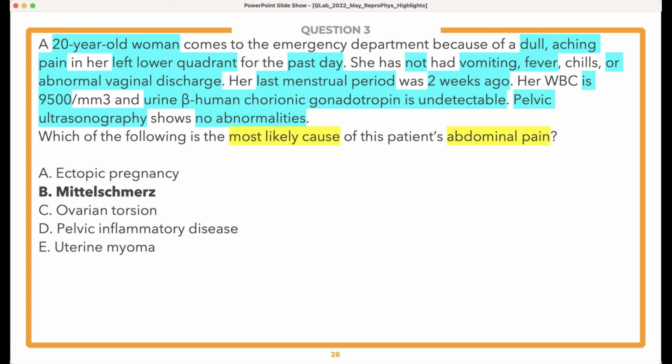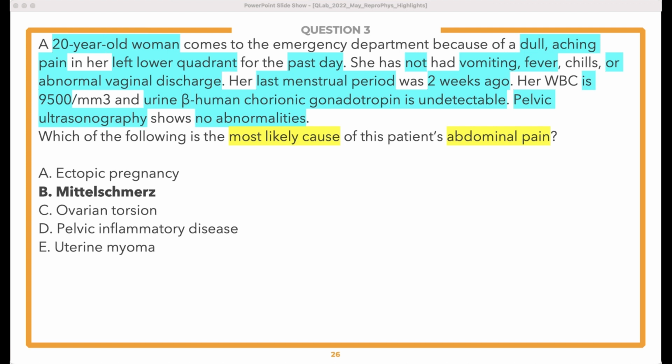release. Now, if this patient had answer choice E, uterine myomas or fibroids, you would probably detect that on ultrasound. Pelvic inflammatory disease, one, can often be bilateral, and two, I would expect either discharge, fever, or chills, none of which this patient has. Ovarian torsion is more of a severe, unrelenting pain, not so much a dull, achy pain. And ultrasound would also show that that ovary is having issues.